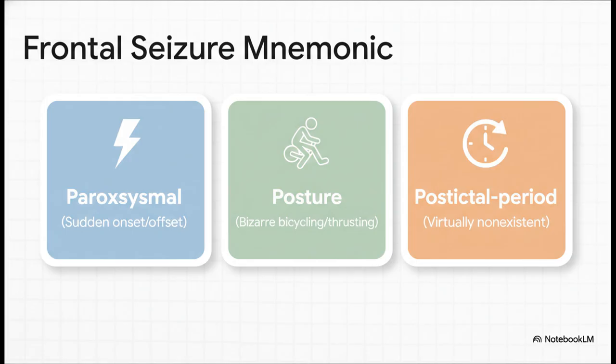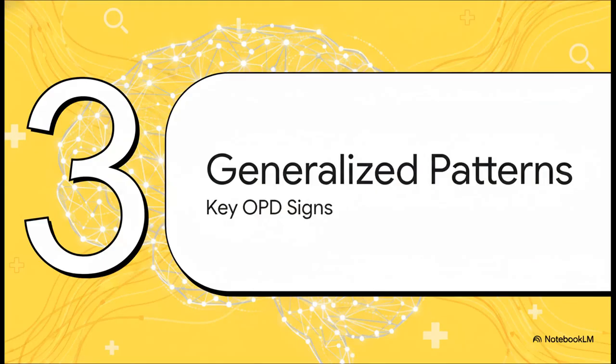The 3 Ps. First, P for paroxysmal. They have a really sudden on and off switch. Second, P for posturing, those bizarre complex movements we talked about. And third, P for postictal period, which is basically non-existent. They recover crazy fast. Okay, so we've covered focal seizures. Now let's switch gears and talk about what happens when it looks like the whole brain lights up at once. These are your generalized seizures.